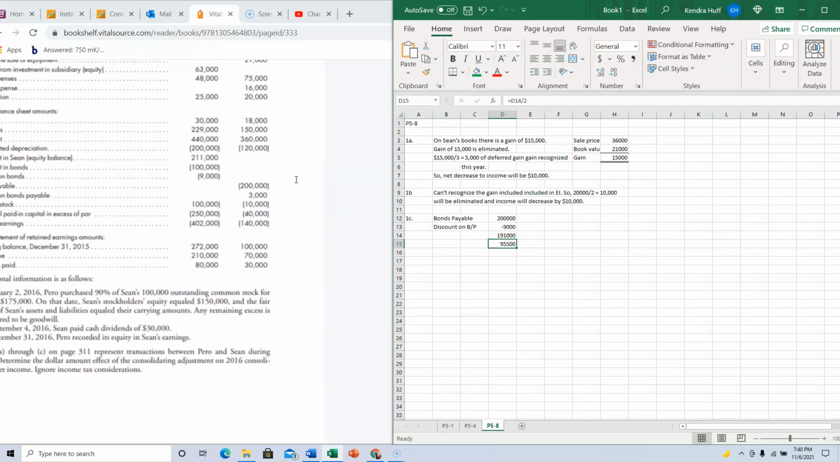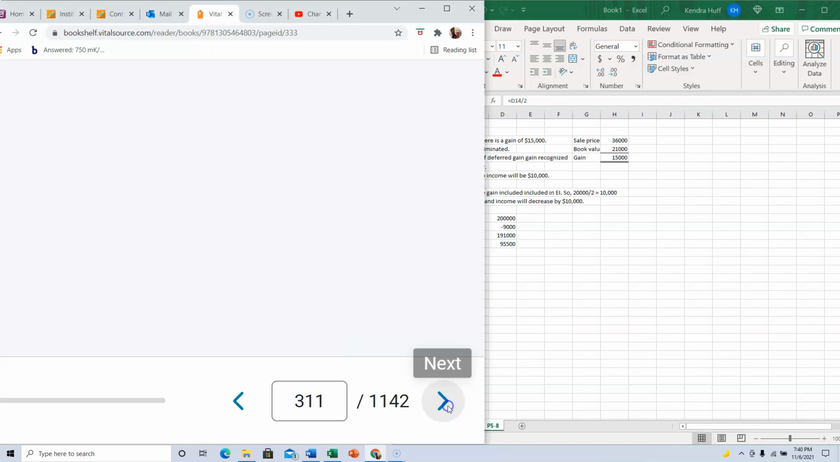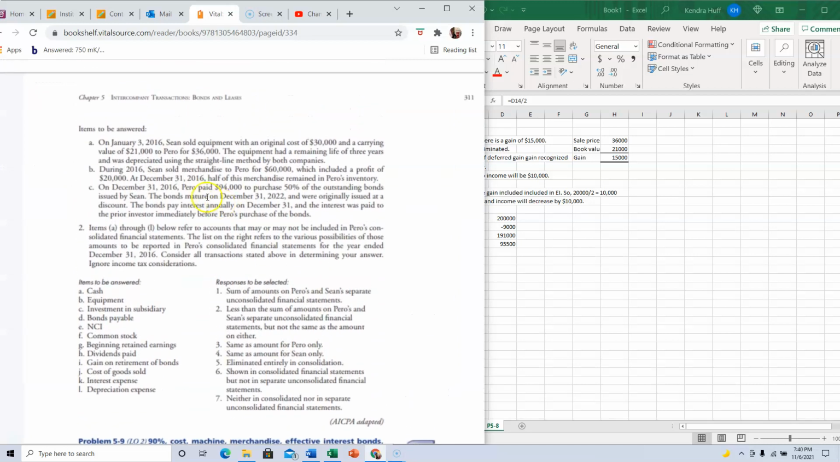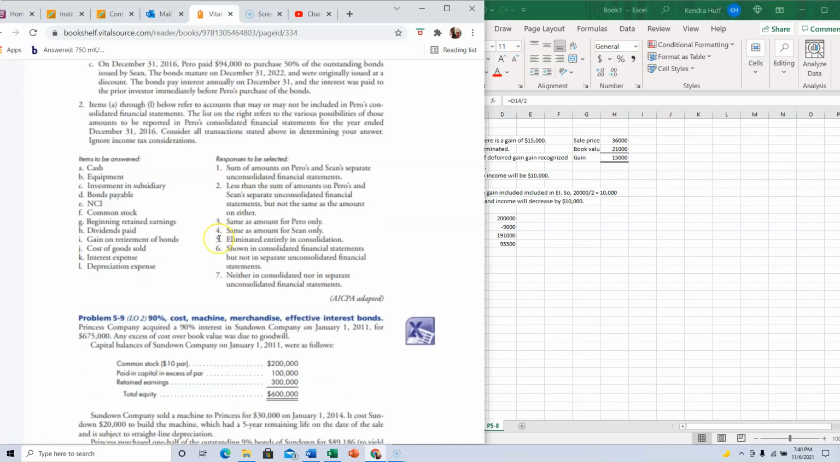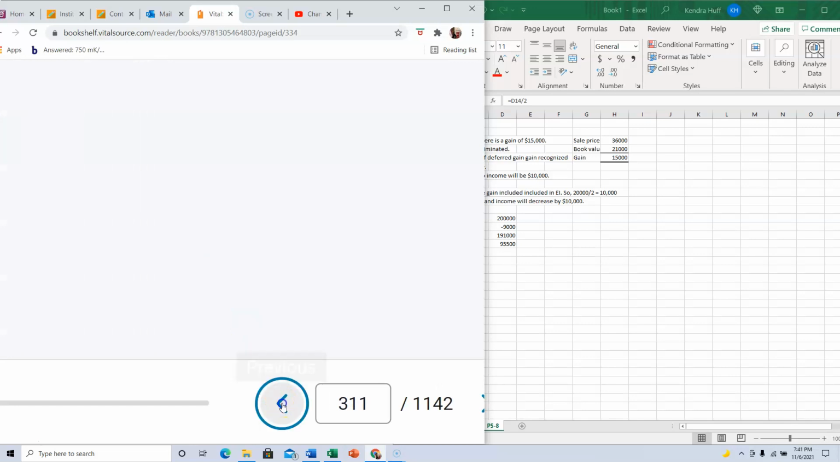This is at December 31st of 2016. I'm going to go back over here. I don't understand why they have 100,000 when they only paid 94,000. Something does not look right to me. And also, if you look at the solutions, it says 200,000 minus a $3,000 discount.